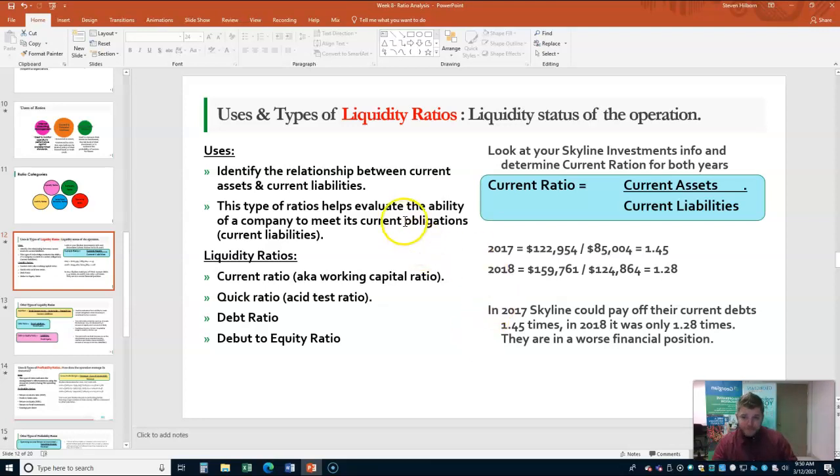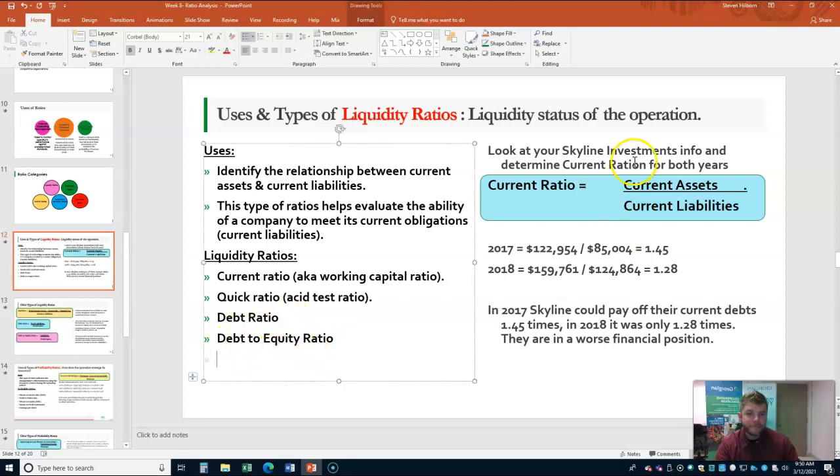So liquidity ratios identify the relationship between current assets and current liabilities. These are the types of ratios that help evaluate the ability for a company to meet its current obligations, its current debt. And there are a few of them. These are the most common. So there's a current ratio, a quick ratio, a debt ratio, and a debt to equity ratio.